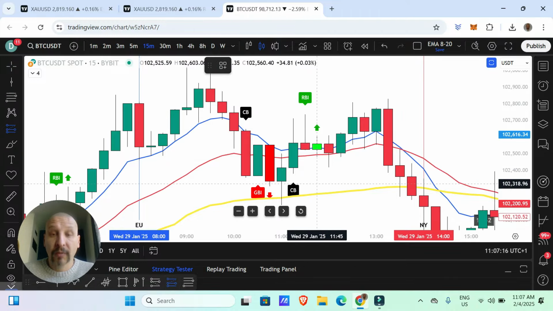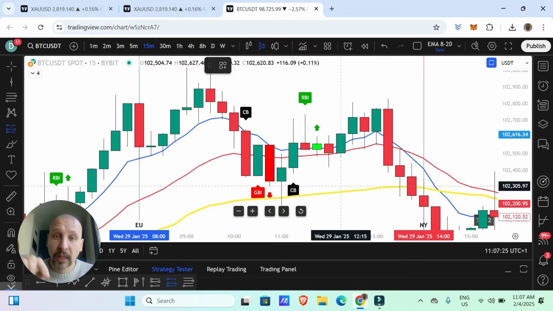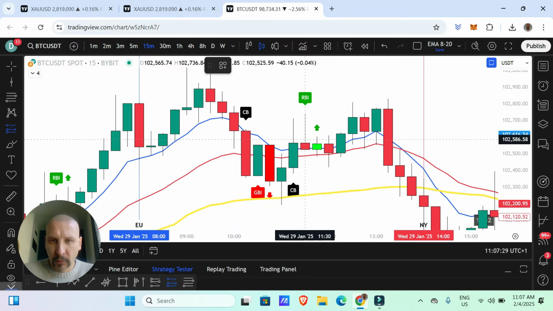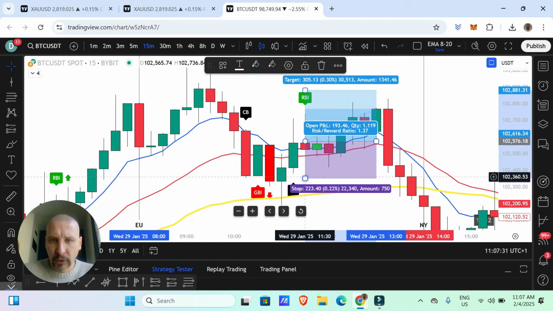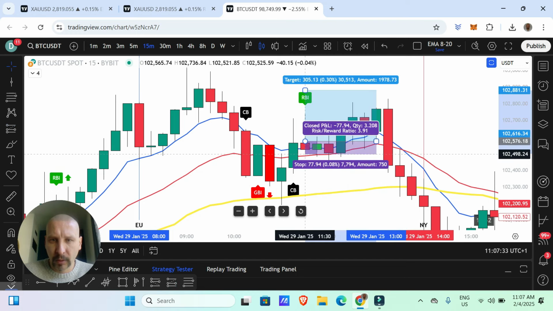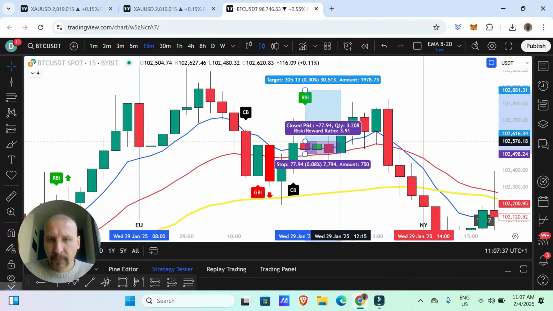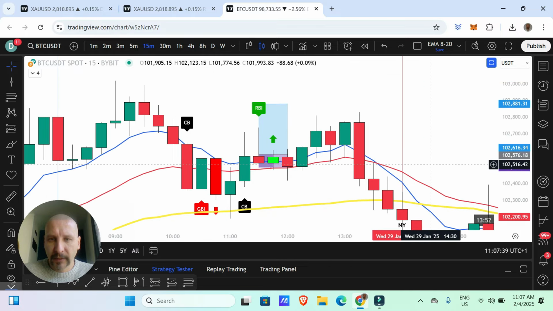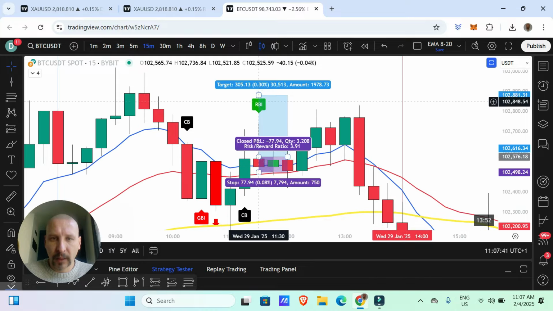A control bar, very strong. And what's the rule? The rule is the blue line is above the red line, the 20 EMA. We position our entry here. Our stop loss is going below, exactly here. And this trade would be a loser.